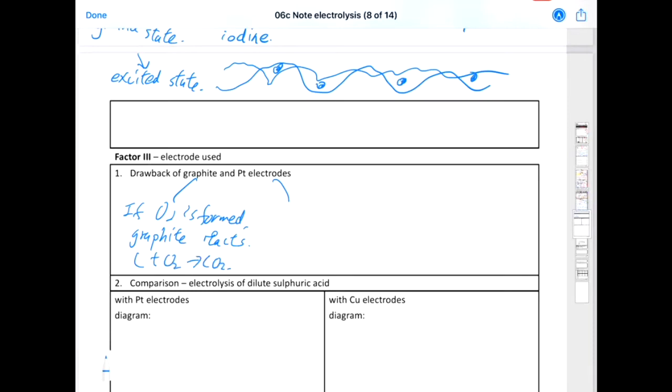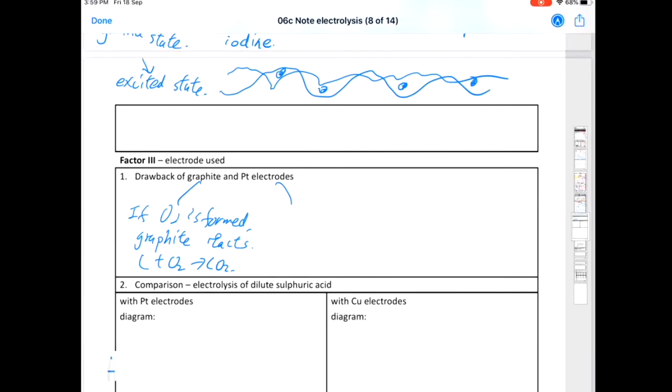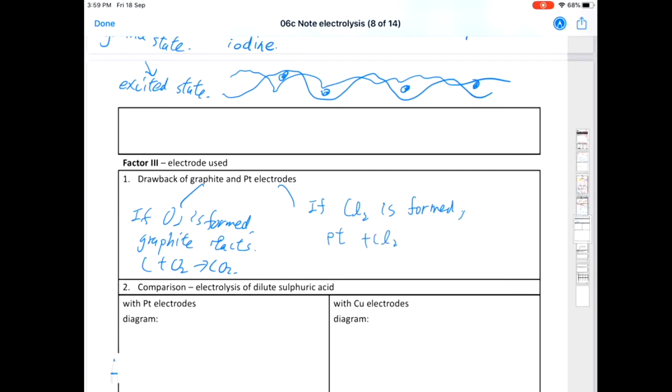So if you are really using graphite electrode as the anode, and hydroxide ion discharges to form O2, you can see that the graphite electrode will gradually dissolve because of the formation of CO2, and make the whole graphite electrode break down. And the Pt electrode can also react in the presence of fluorine or chlorine, and the result is PtCl2.